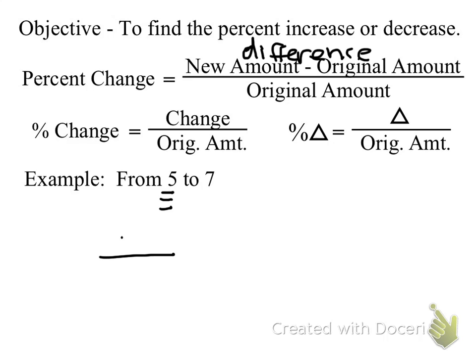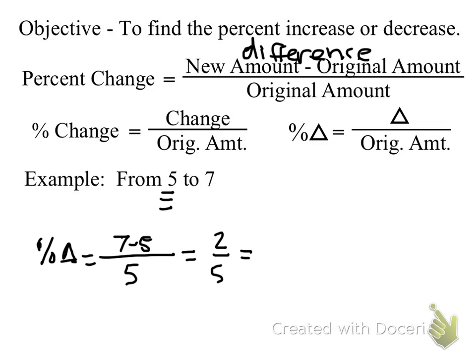Okay, so see how they're saying the new amount is 7 minus the 5. That's the difference over the original amount, which was 5. What does that simplify to? 7 minus 5 is 2 over 5. Now I'm going to write this. Percent of change. That triangle, that delta symbol, means change. It's just the shortened version so we don't have to write the word. So now I have 2/5.